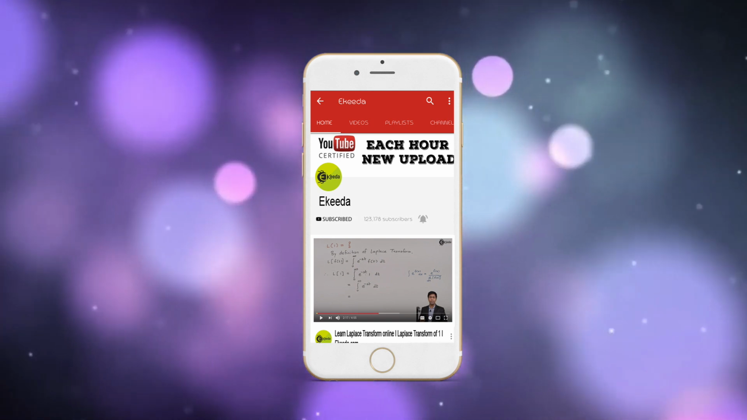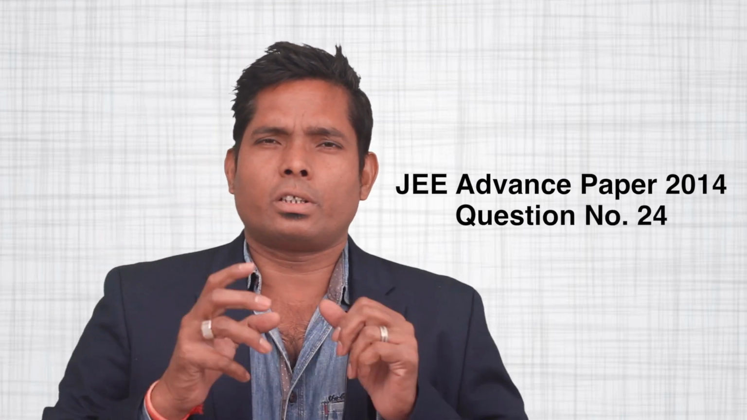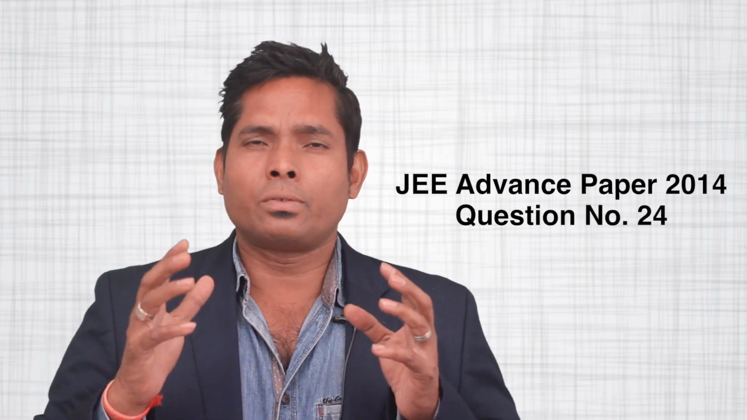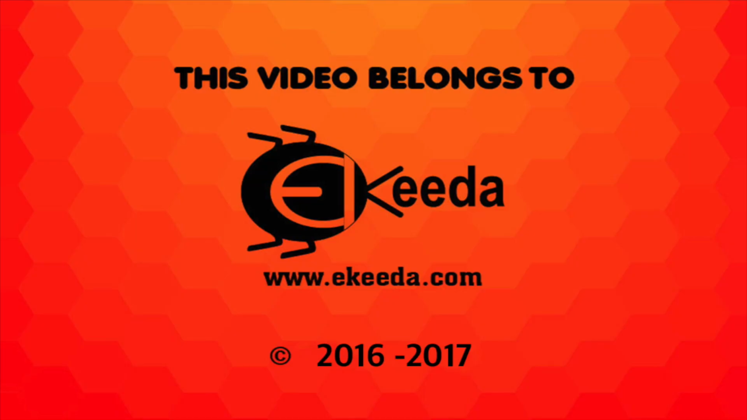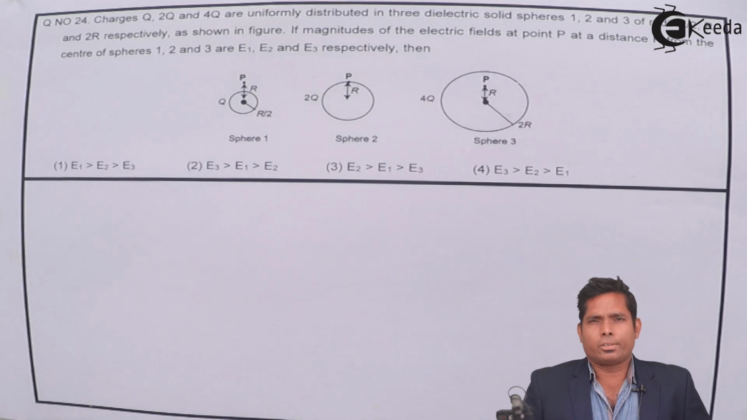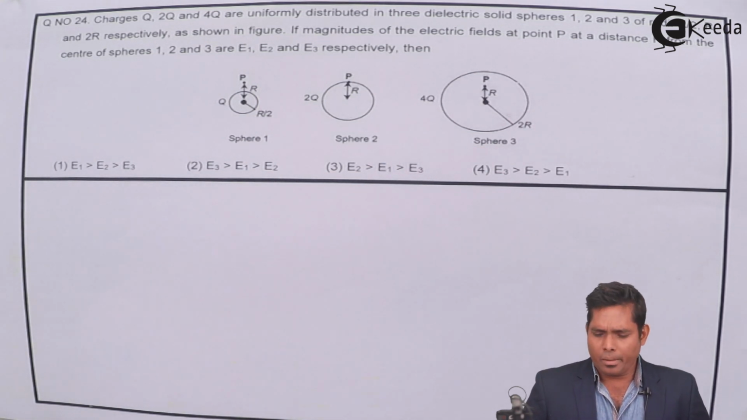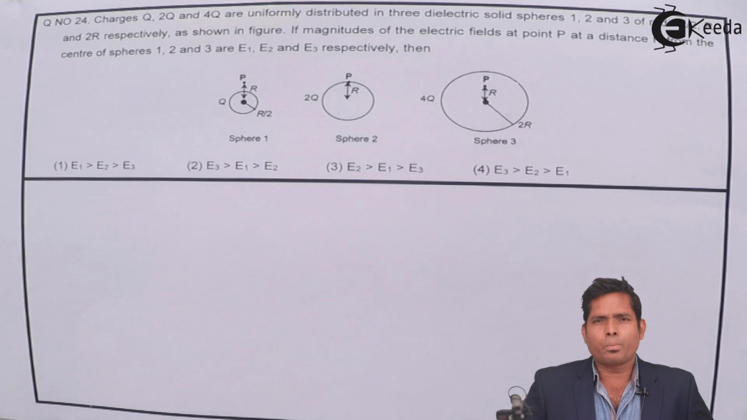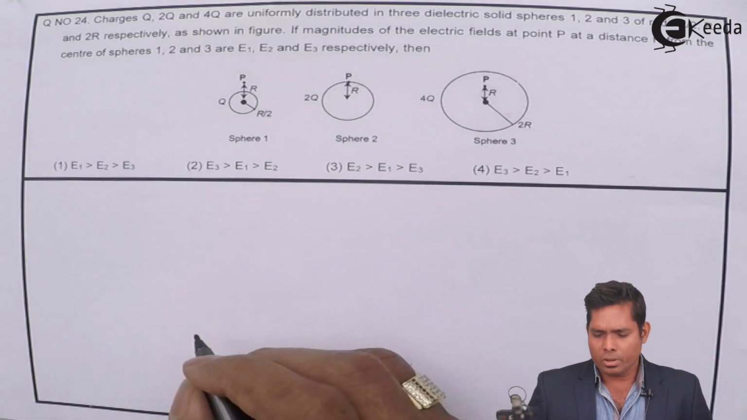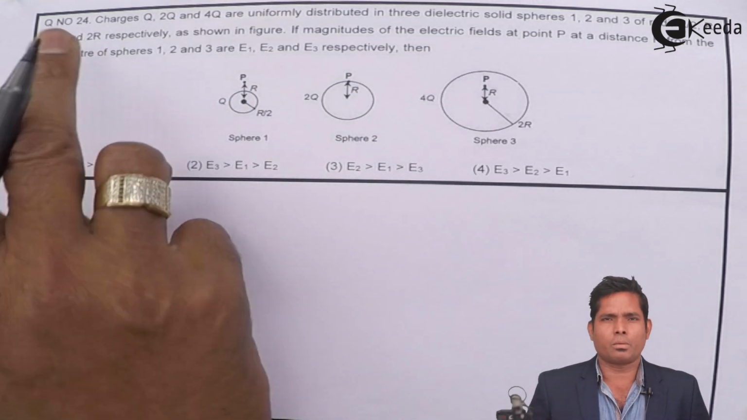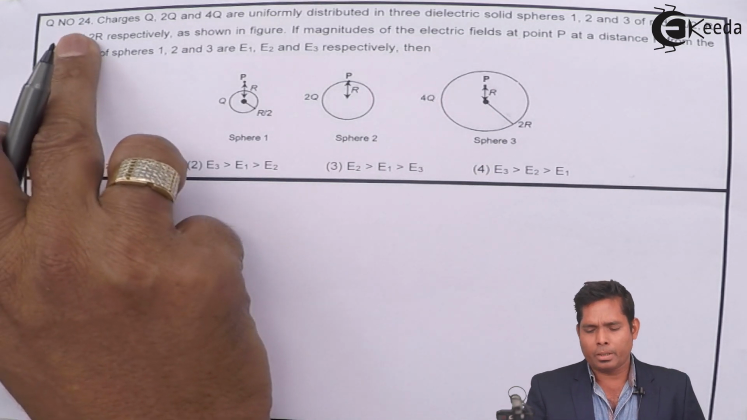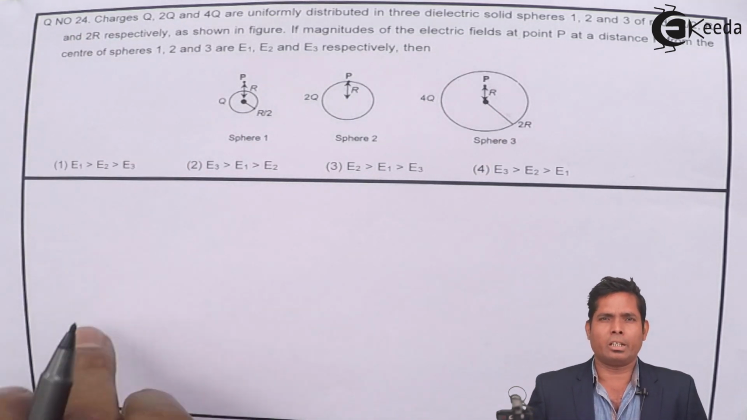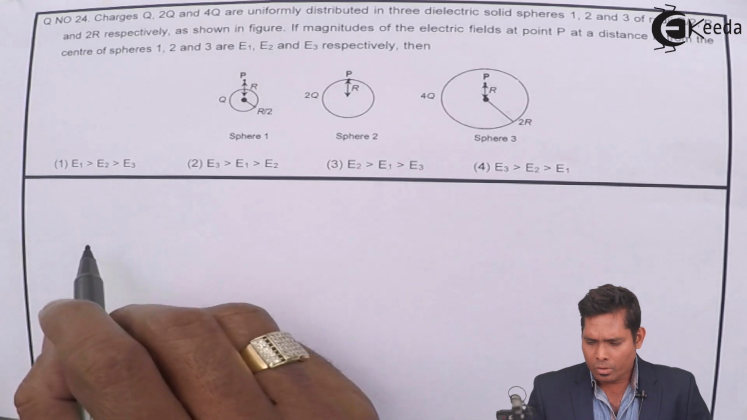Hello students, let us solve the next question number 24 of 2014 JEE Advanced Physics Paper 2. So far we have solved 23 questions. That means this is the fourth question of paper 2. We have numbered them as 20, 21, 23 and 24 like that.